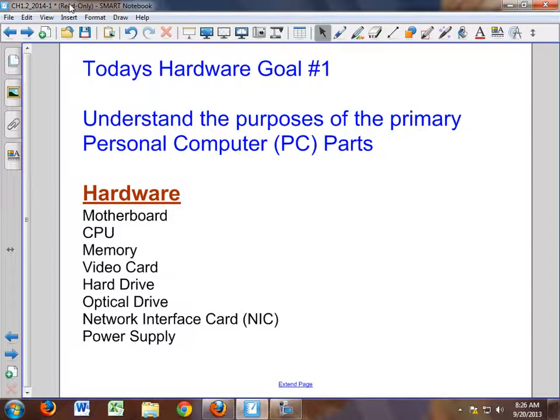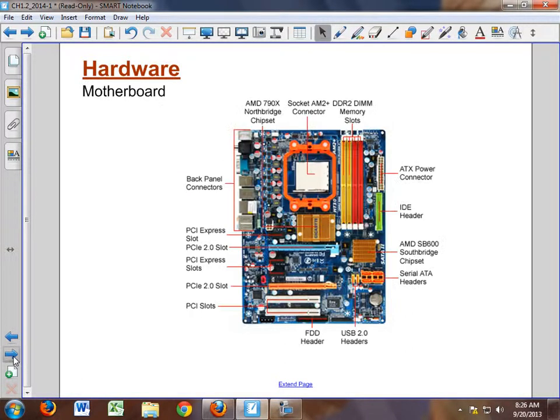Anyway, so that's our primary objective. So we're going to walk through all these parts. There may be some that I actually missed on this one, but we'll see. These are the most important ones when we're looking at the inside of the PC.